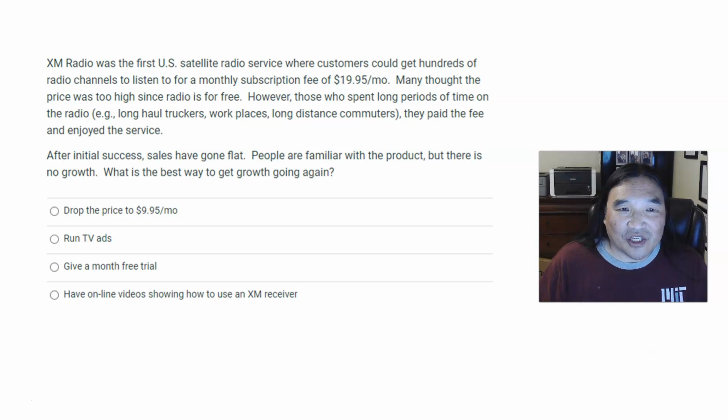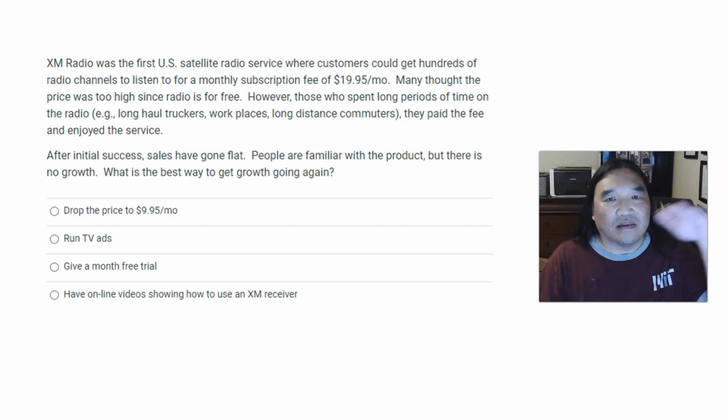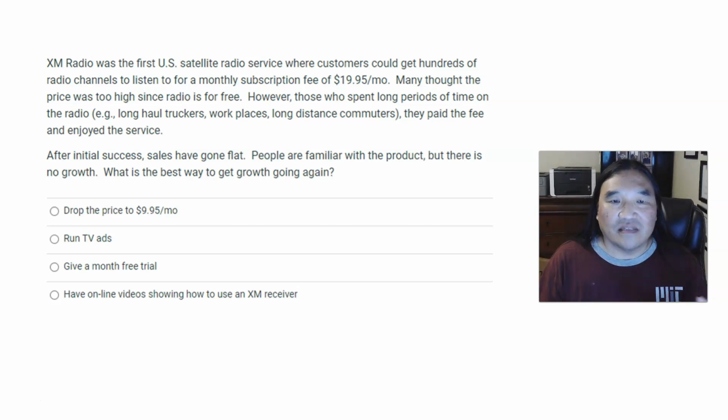Now, when we read this question, what are the key pieces of information I want? It's a monthly subscription fee for $19.95 a month. Some thought the price is too high because radio is for free. However, those who spend long periods of time on the radio already paid the fee and they enjoy the service. And so after initial success, sales have gone flat. What does it mean when I grow and then I suddenly go flat? It's the chasm. So I need to think of ways to get across the chasm. That's the situation I'm dealing with.